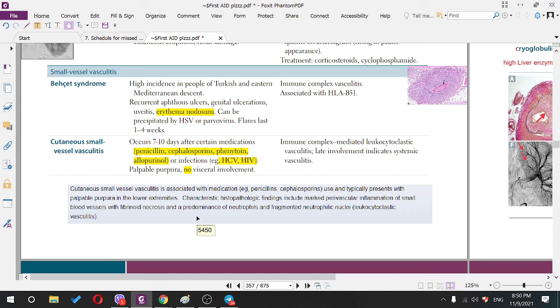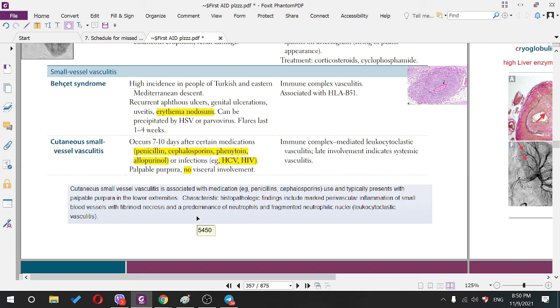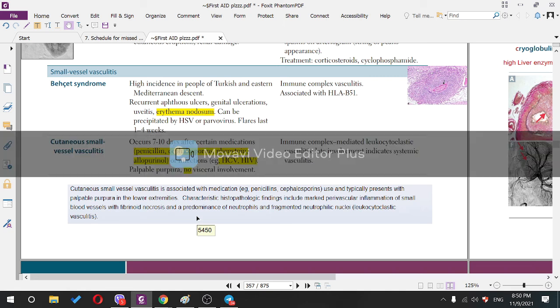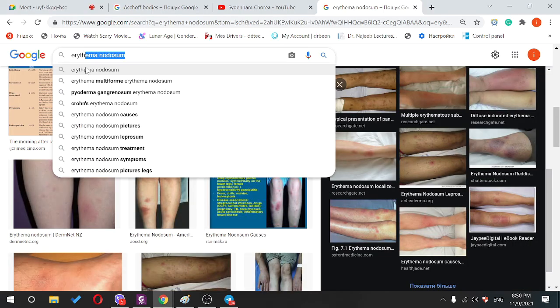They will just tell you about someone who took penicillin, for example, or took allopurinol, and after that he has a non-blanching purpura. It's palpable, you can feel it, but if you press on it, it does not disappear. So it's mostly in the skin. They write for us, it's an immune complex mediated leukocytoclastic vasculitis. Late involvement indicates systemic vasculitis. It can lead to systemic vasculitis, but in your exam, they will just tell you about the cutaneous finding, and I told you it does not blanch, and it's associated with taking a drug before it.